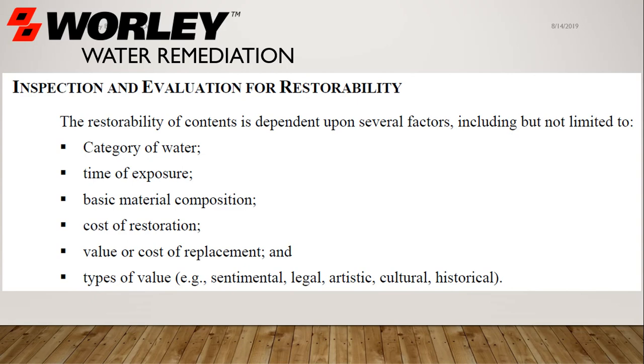Inspection and evaluation for restorability. So when you're thinking about the water and contents in particular, what was the category of water, the time of exposure, the basic material composition, the cost of restoration, the cost of replacing the item, or the types of value, like sentimental, legal, artistic, cultural, historical. Those are important because we may not be able to restore them, but as I'll show you in a moment, there are ways to estimate for that.